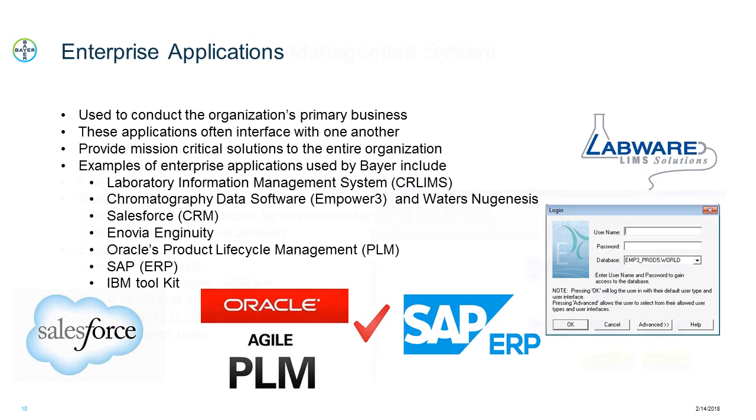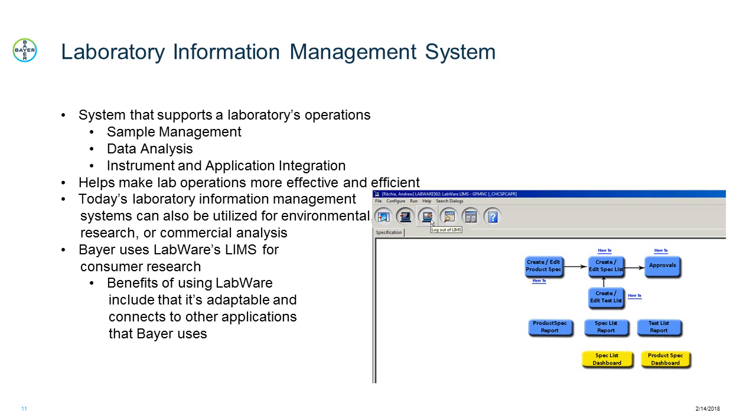So as we look at each of these, we'll go into each of them in a little more depth. So CRLIMS, also our laboratory information management, is brought to us by Labware. It helps support our laboratory operations by helping us with sample management, data analytics, and instrument and application integration. It's used to run our product specs, to run against different characteristics in which we're testing samples.